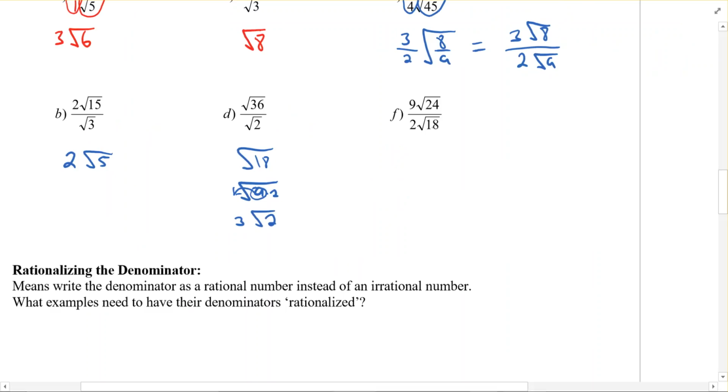And then this one, I can't really do anything more with the numbers. 9 over 2 doesn't really simplify anymore, but 24 and 18 does. 6 goes into both of those. So I'm going to rewrite this as 9 over 2 still. But 24 divided by 6 was root 4. 18 divided by 6 was root 3. This also could have been written as 9 over 2 times root 4 over root 3. Same thing.